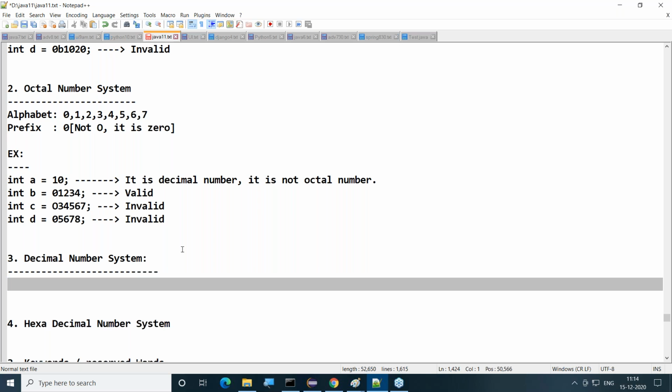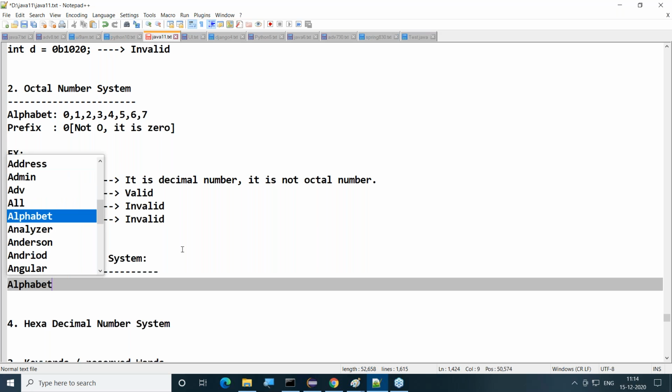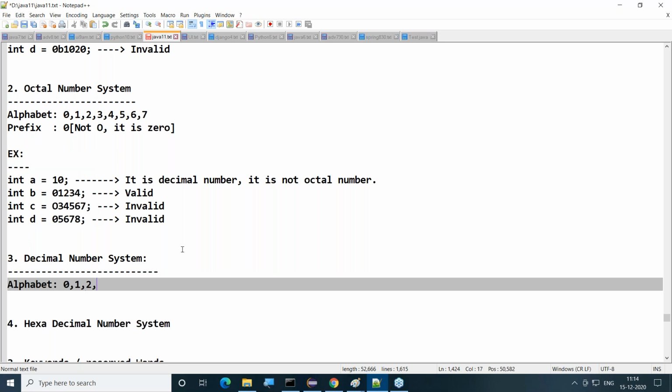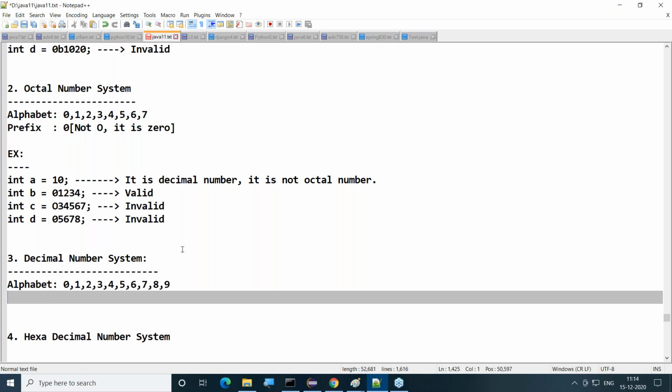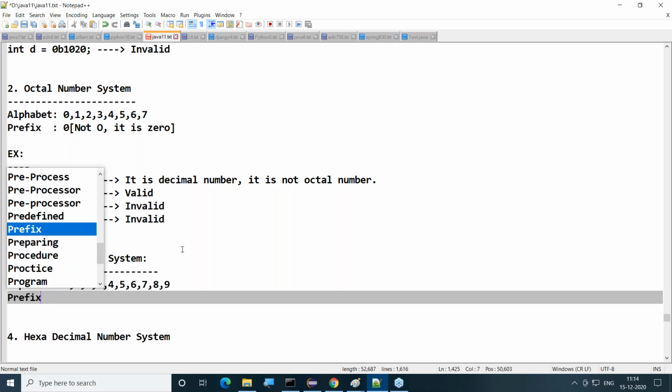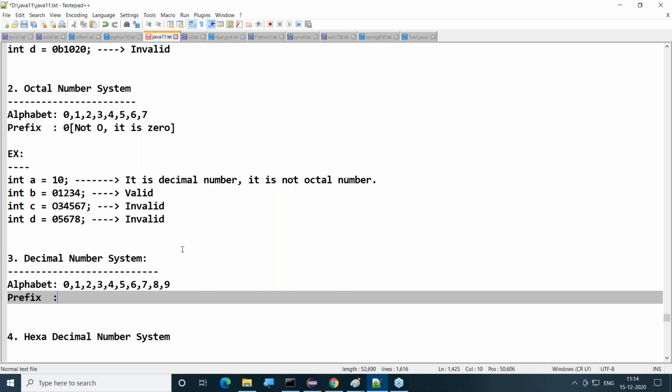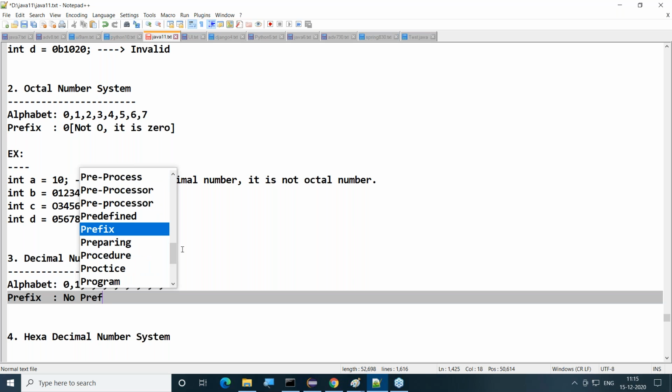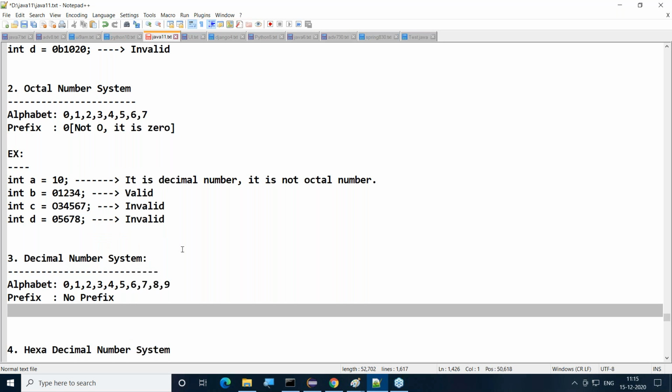What is the decimal number system? The input alphabet is 0, 1, 2, 3, 4, 5, 6, 7, 8, 9, up to 9. Is any prefix value required? Already we have seen decimal values. No prefix value is required.